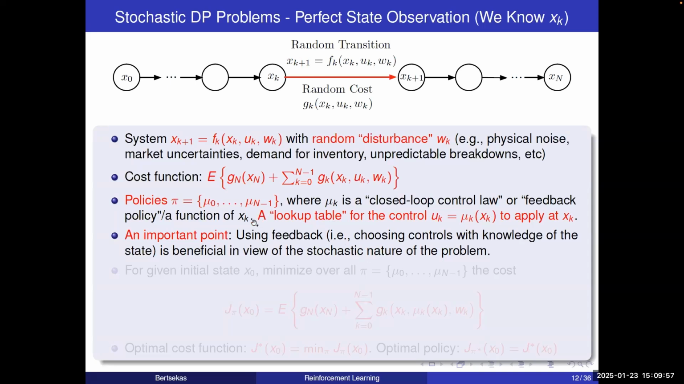For a deterministic problem, you don't have to use these policies. For a stochastic problem, this is essential and makes the problem considerably more difficult. And basically, the only way you can address problems like that is by dynamic programming, not other methods.